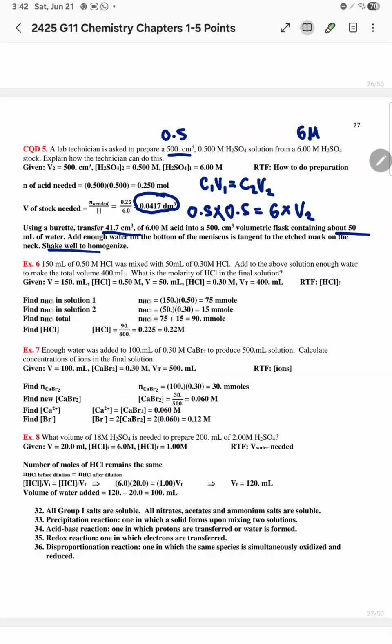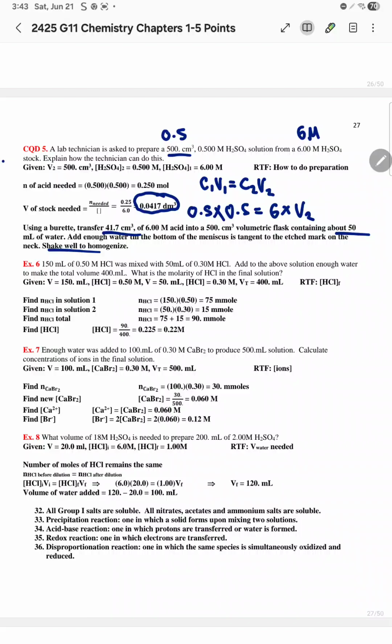So you need to find the HCl in solution 1, which is 0.15 times 0.5, 0.075, or they use millimoles. Actually, let's use millimoles: 75 millimoles. In solution 2, you do the exact same thing: 50 times 0.3, you get 15 millimoles.